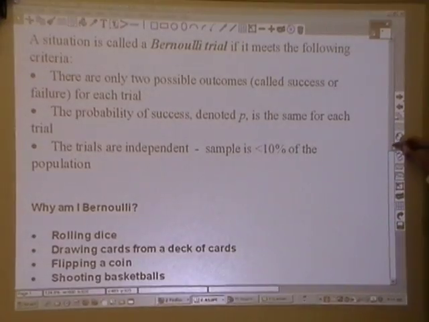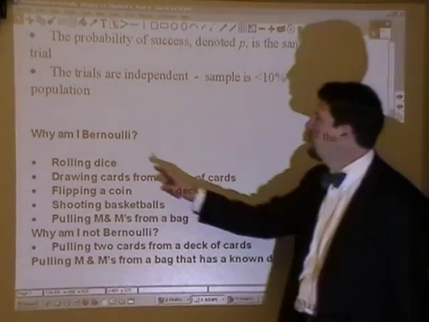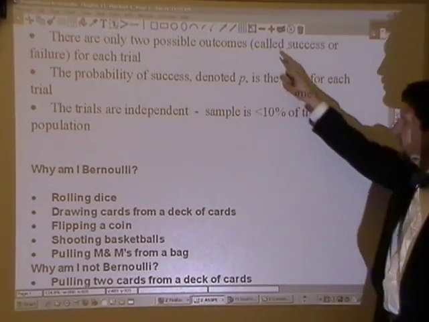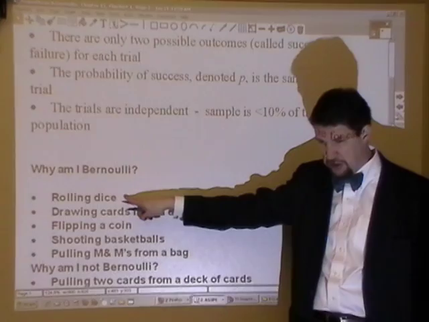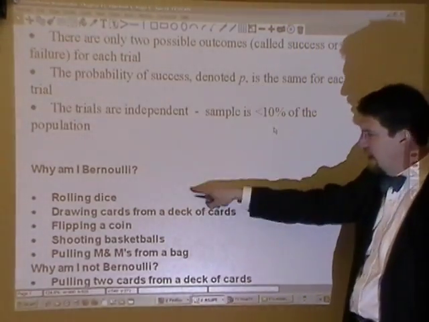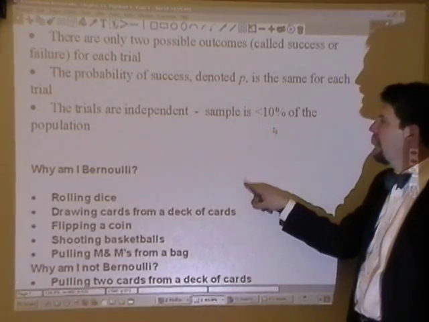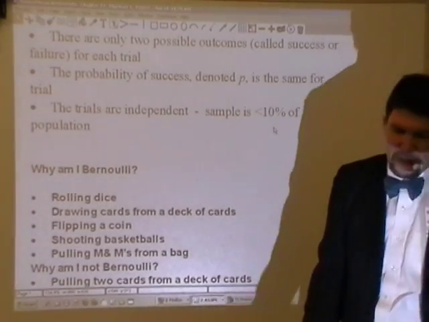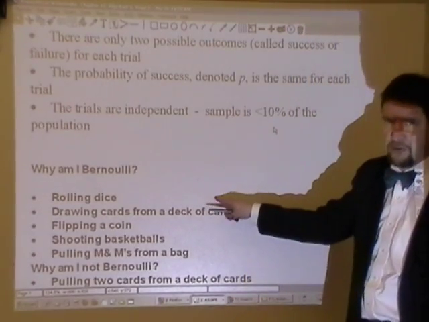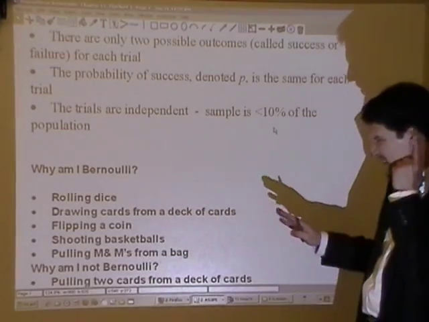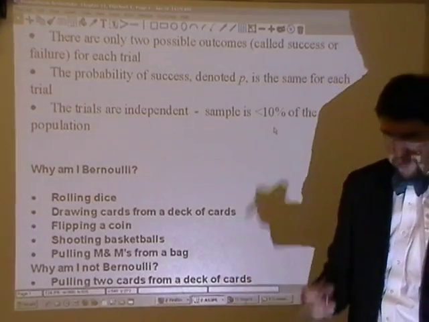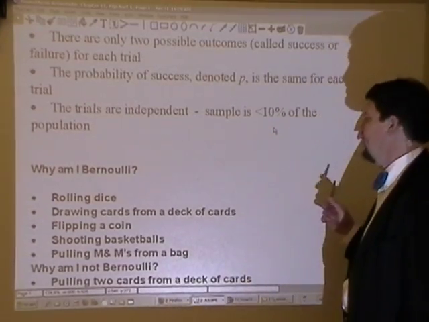Okay? So why are these conditions Bernoulli? Rolling a die? Well, they're Bernoulli because, let's get back up here to these conditions. There are only two possible outcomes, success or failure, depending on what you determine success to be. Probability of success is the same for the die. Is the sample less than 10% of the population? It is, because you can't roll this more than 10% of the number of possible rolls it's going to be. Kind of a sticky thing there, but it's true because population could be all possible rolls for that die or all possible rolls for a 6-sided die.